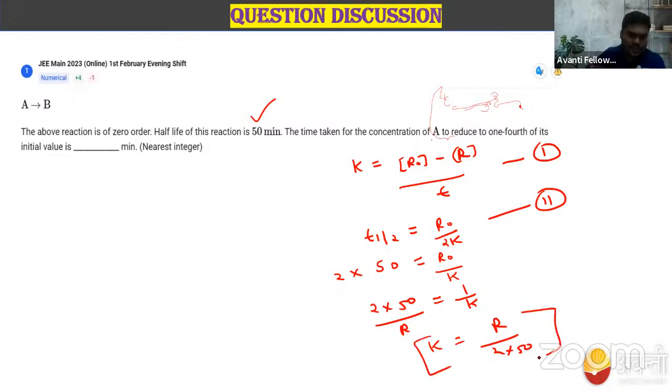ठीक है. So R naught upon 2K, यहाँ से आपका K निकल जाएगा. तो R naught by K कितना आ गया? We can also write as R naught by K. So R naught by K is 100, right? इतना भी इक्वेशन हम लोग यूज कर सकते हैं. R naught by K is equal to 100.